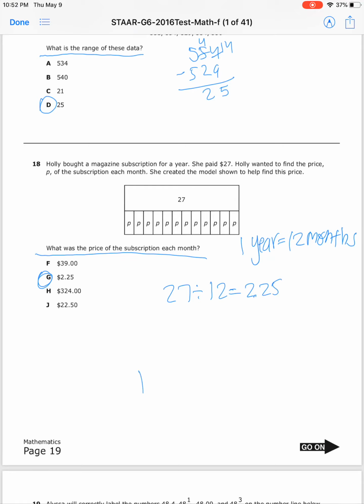2.25. I'm going to do this right here for us too, just in case we need that extra help on how we would solve this problem.